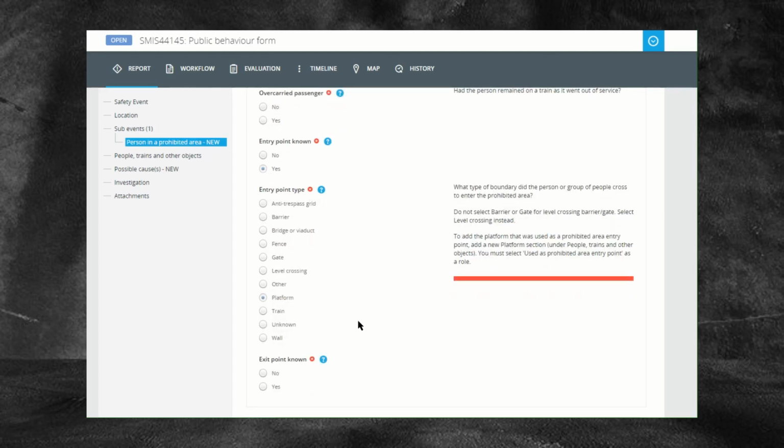So the exit point works exactly the same way as the entry point, the only difference being that if you need to add an object, say for the platform, the role that you would select for this object would be prohibited area exit point instead of the entry point for the previous question.